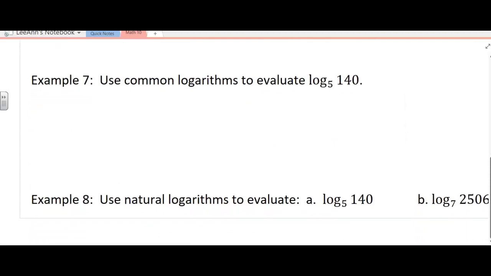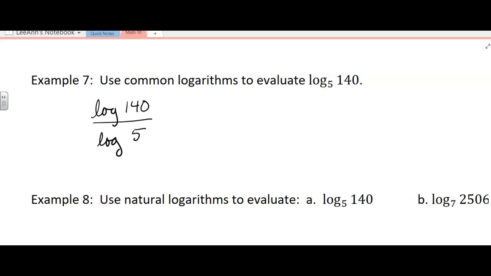It says use common logarithms to evaluate log base 5 of 140. So we split it up: log 140 over log 5. Now it told me to use common logs. So this time they told me, hey, we want you to use common log. Okay, that's what we do. And then if they want a decimal approximation, they'll tell you sometimes to go 4 places or 2 places. I'll just go 4 places so we can practice.